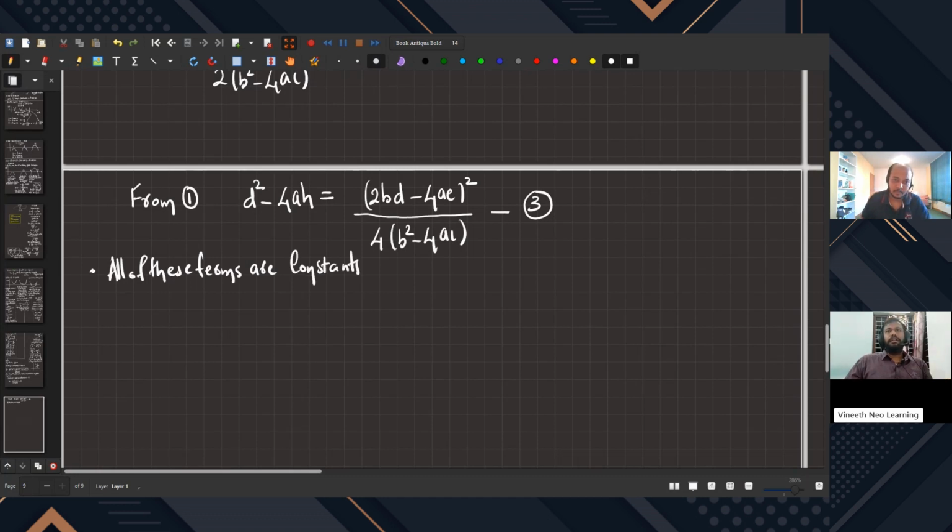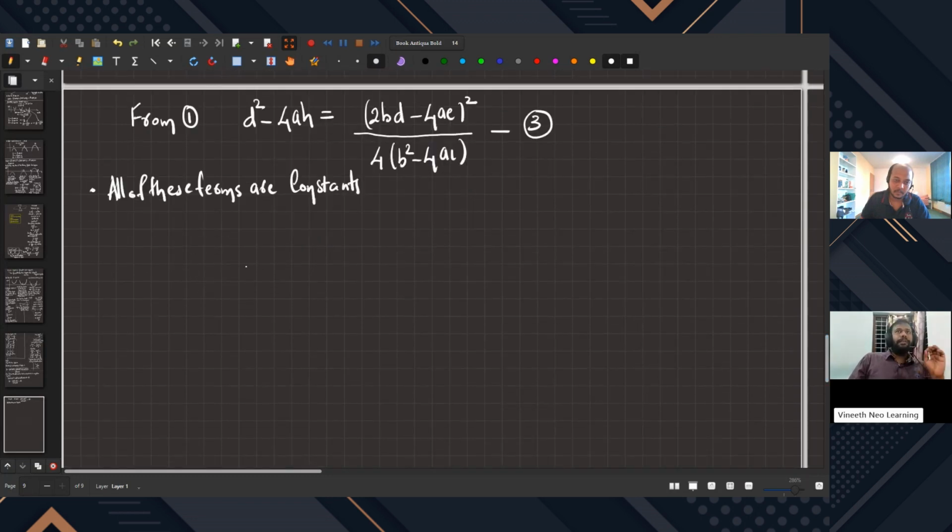Now, what are we trying to prove? We are trying to prove that the conic section formed is a pair of crossing lines, isn't it? So what is the equation of the conic section? It is ax squared plus bxy plus cy squared plus dx plus ey plus h equals 0.